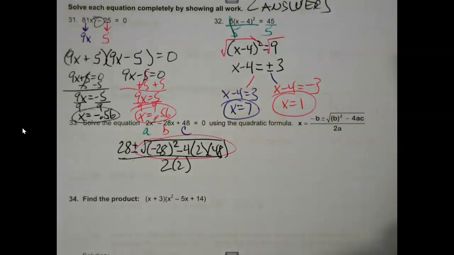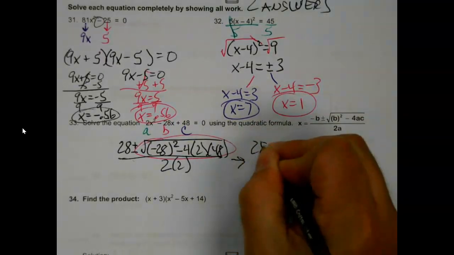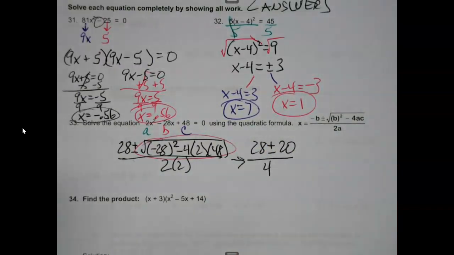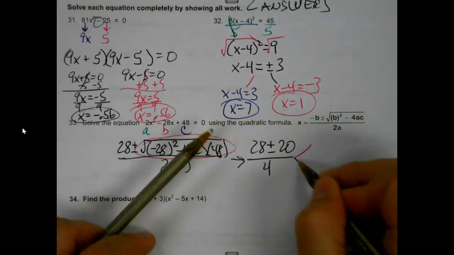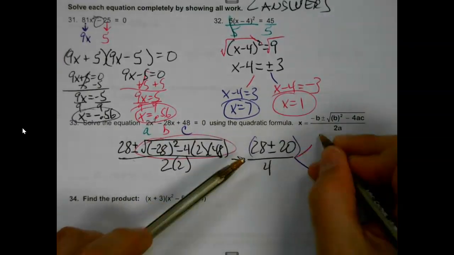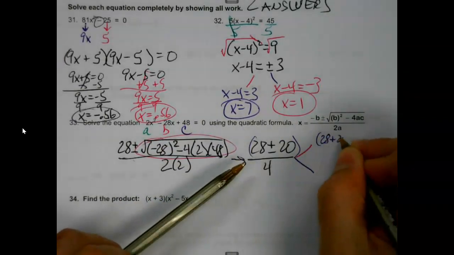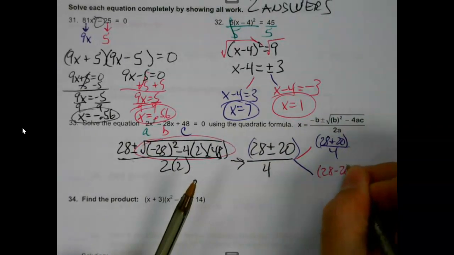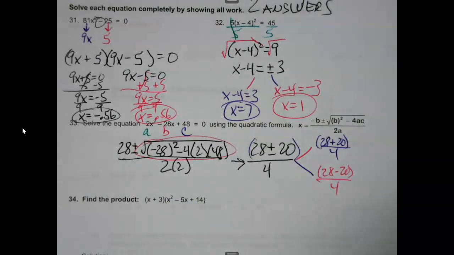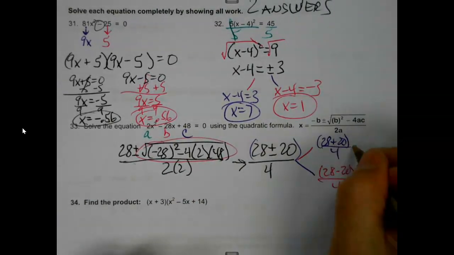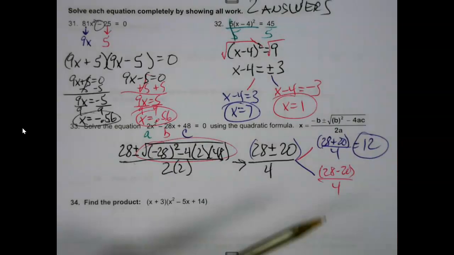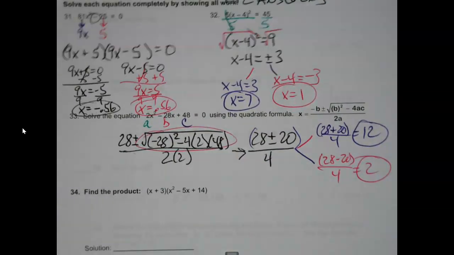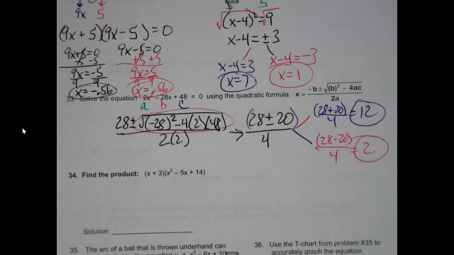Okay, 20. So we got 28 plus or minus 20 over 4. Time for the breakup. So 28 plus 20 divided by 4. 28 minus 20 divided by 4. 48 divided by 4 is 12. 8 divided by 4 is 2. Let the calculator help, but if you're going to, remember the parentheses.